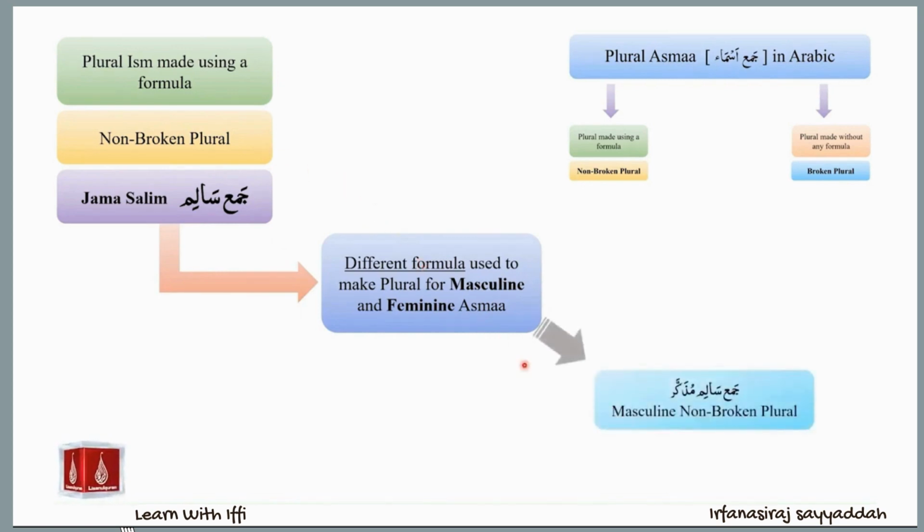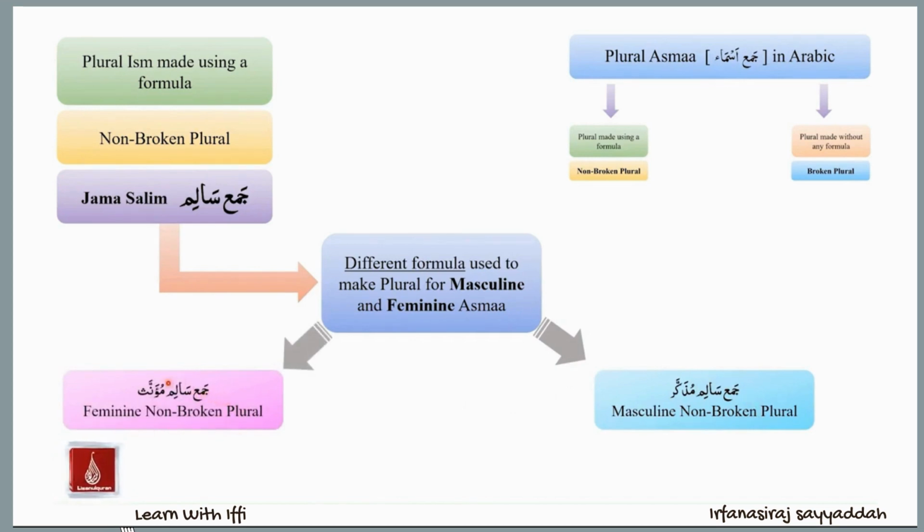Therefore, we will have masculine non-broken plural, also called Jama Salim Muzakkar, and feminine non-broken plural, also called Jama Salim Muannas. As we recall, Muzakkar is used for masculine, Muannas is used for feminine. We will start with studying masculine non-broken plural or Jama Salim Muzakkar in detail.